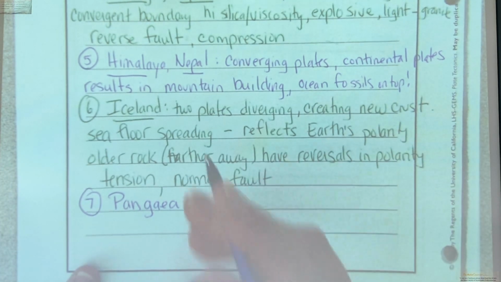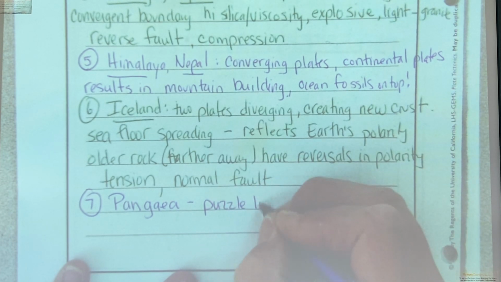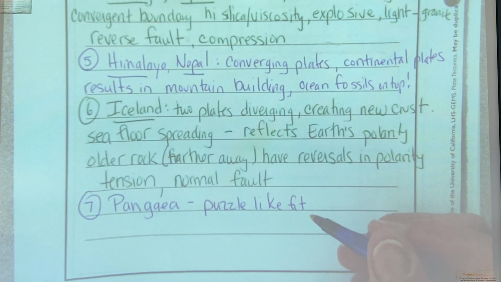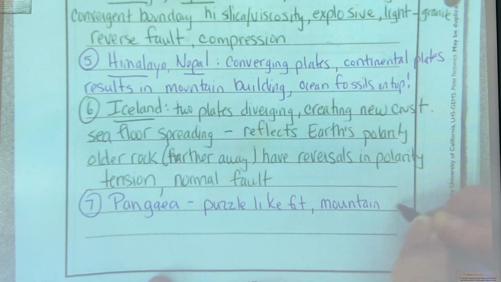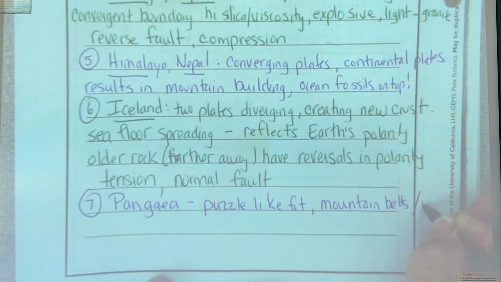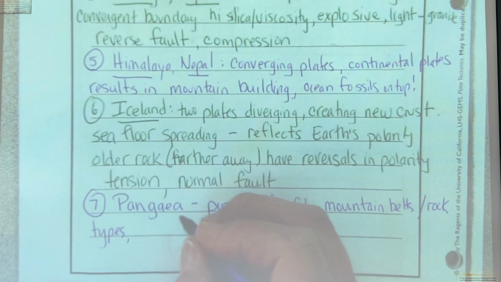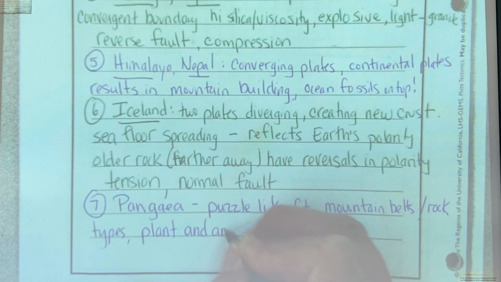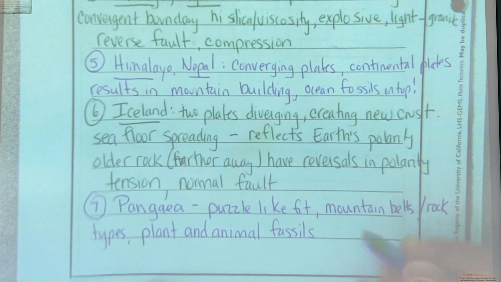Remember, and this is the evidence you're going to stick in that last slide, we talked about the puzzle-like fit, and you can go on that hyperdoc and scroll up to the top and see the example of the map that I put up. They had similar mountain belts and rock types. We saw the plant and animal fossils patterned across South America and Africa.